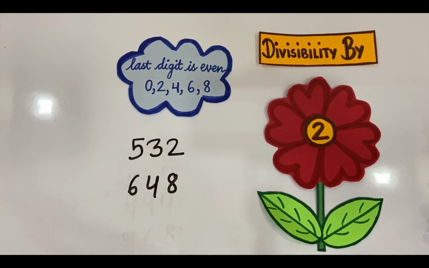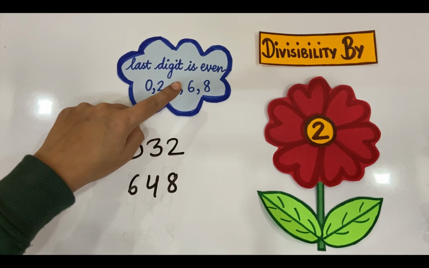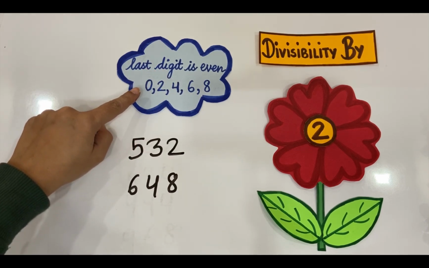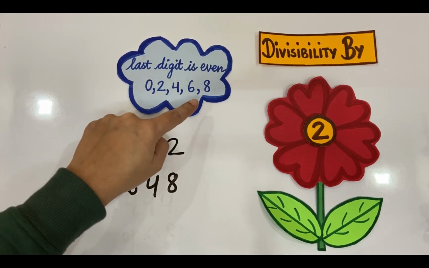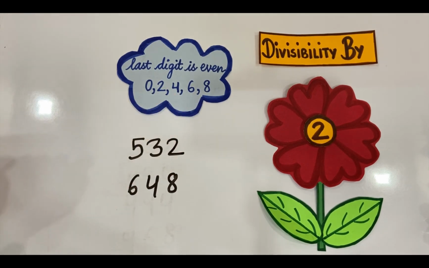So in this video we will learn about divisibility rules. So first divisibility rule is by 2. If the last digit is even, that means if there will be 0, 2, 4, 6 or 8 in the last digit, then the whole number is divisible by 2.